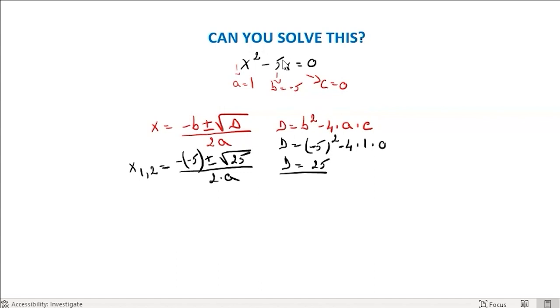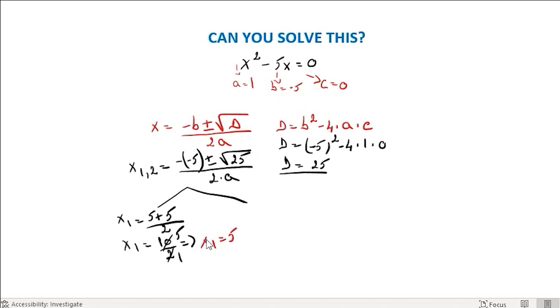Results that in here we are going to have two cases. x1 equals 5 plus square root of 25 is 5, over 2. x1 equals 10 over 2. If we simplify, x1 equals 5.